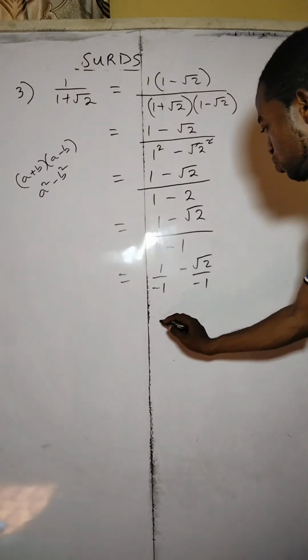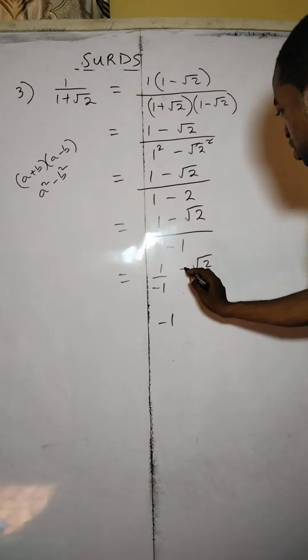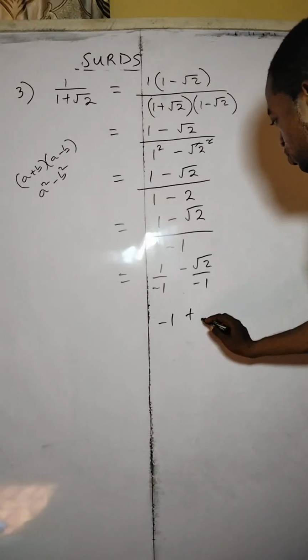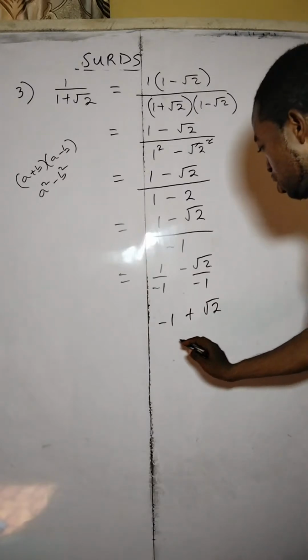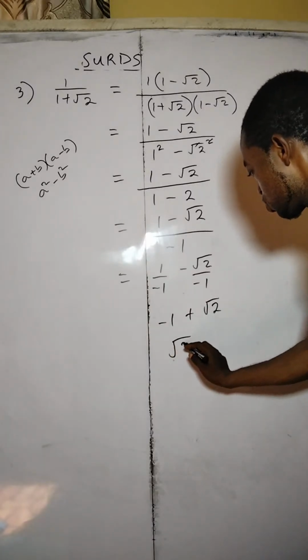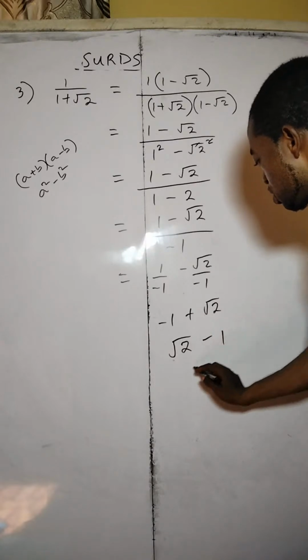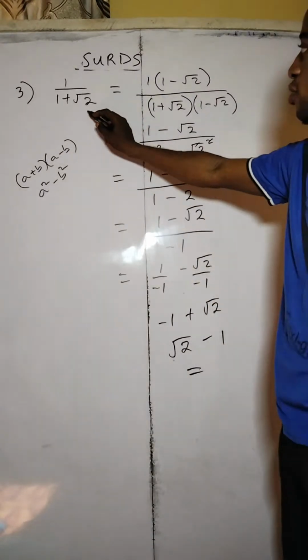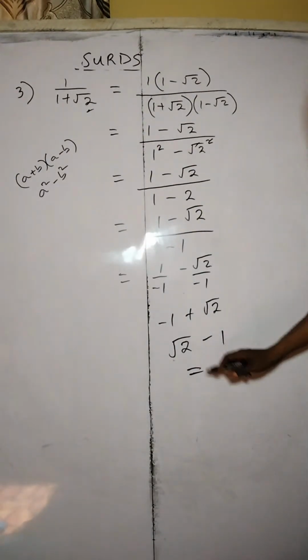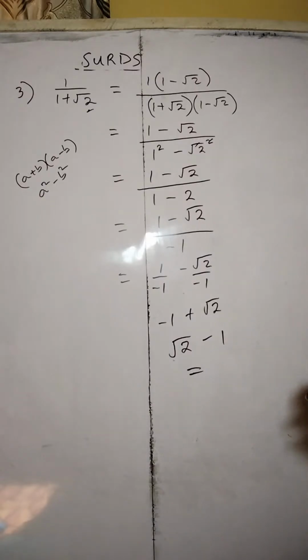And 1 over minus 1 is the same thing as minus 1. Then minus over minus becomes plus. That's plus root 2 over 1, which is still plus root 2. And when we rearrange this, we can say this is root 2 minus 1. So here we have the simplified form of this particular solved problem as root 2 minus 1.